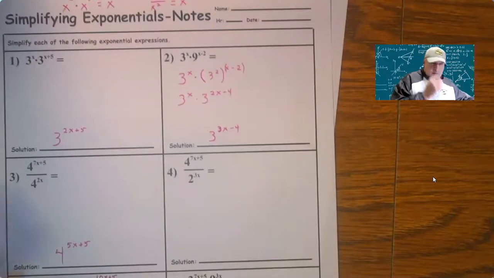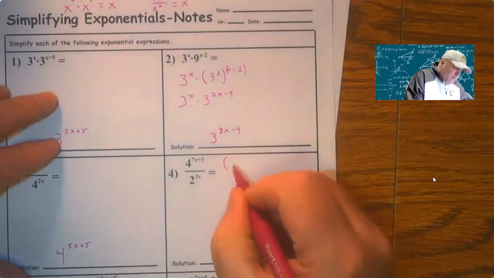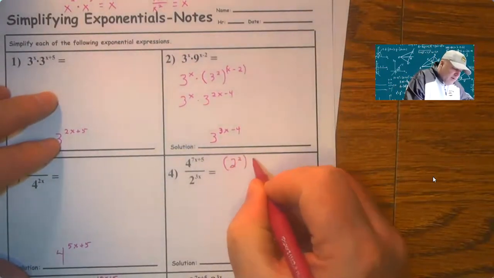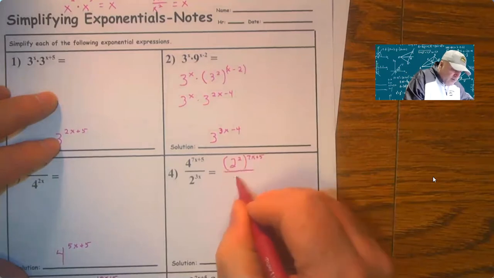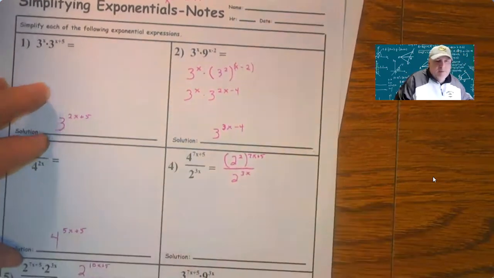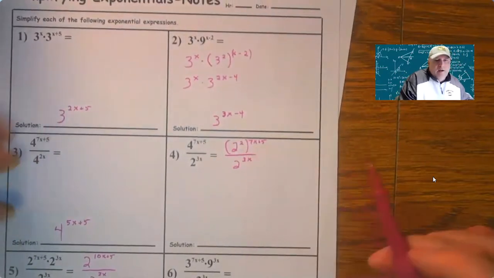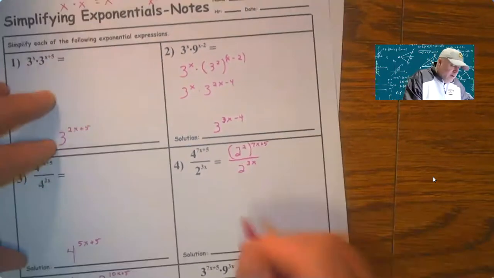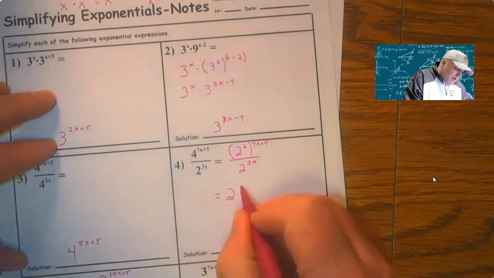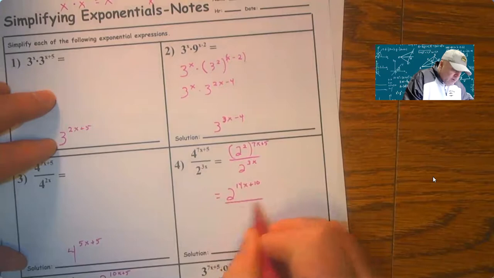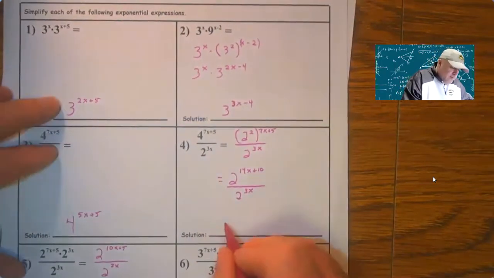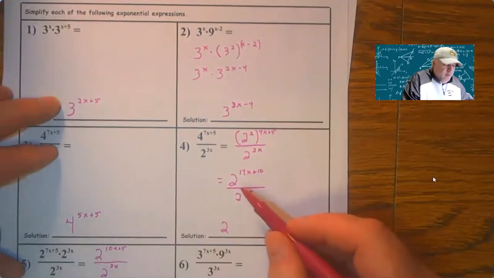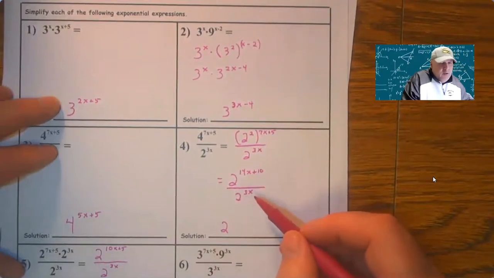So top one, we have to rewrite with a power of 2. That's the easiest thing to do. And then again, we're going to distribute that 2 through that expression. So you're going to have 2 to the 14x plus 10 over 2 to the 3x. And then we're going to subtract our exponents again because we have the same base and we're dividing, so you subtract.